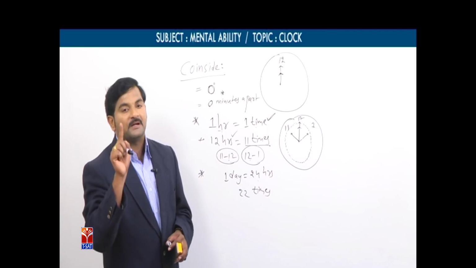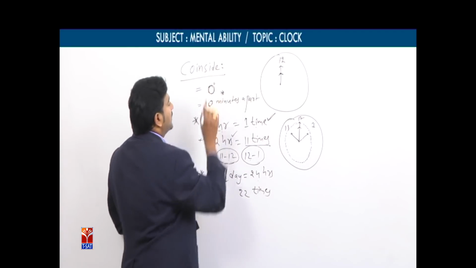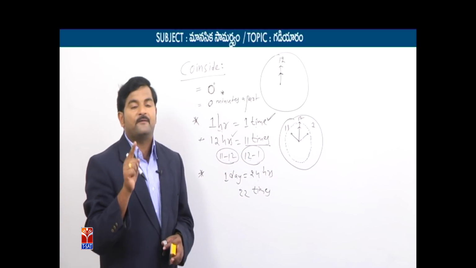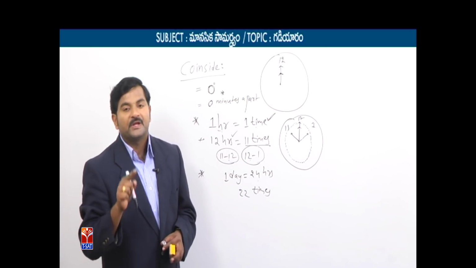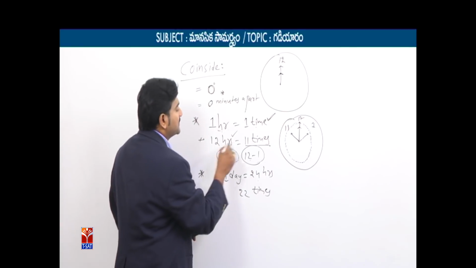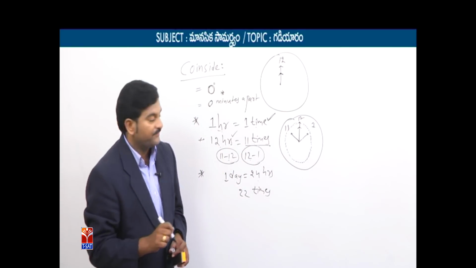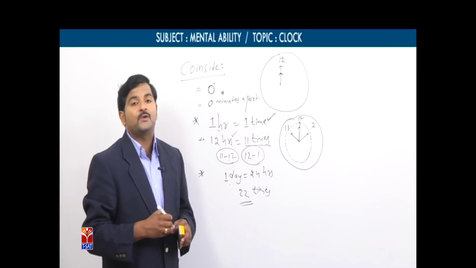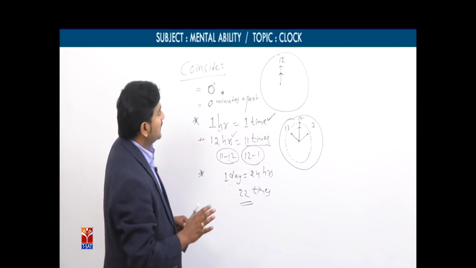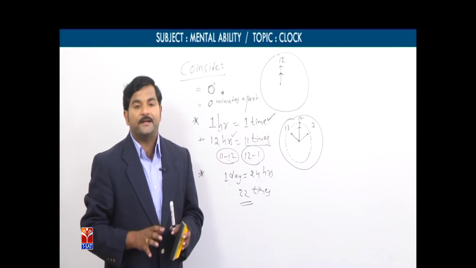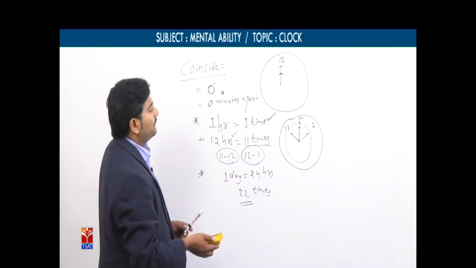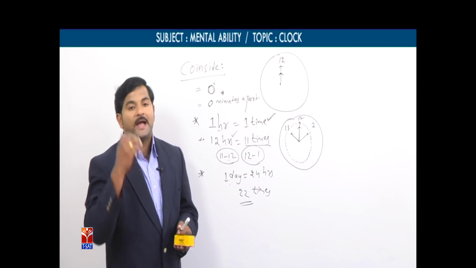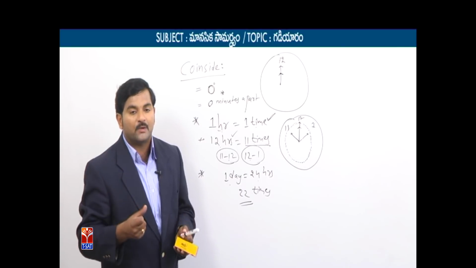My dear students, once again focus on this coincide part. Two hands coincide only one time in the span of 1 hour. For 12 hours, it is only 11 times. And in a day, two hands coincide only 22 times. These are the 3 points that come under the coincide concept. Similarly, we will focus on the opposite concept. Two hands may be opposite, two hands may be perpendicular, or two hands may coincide.